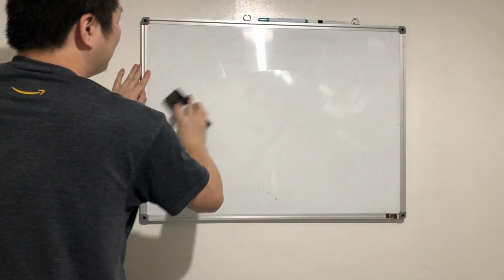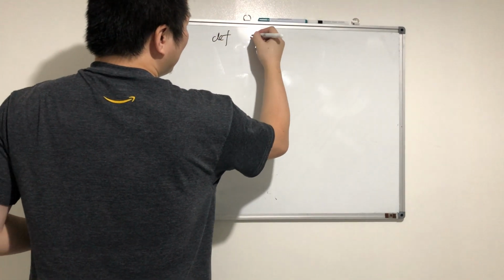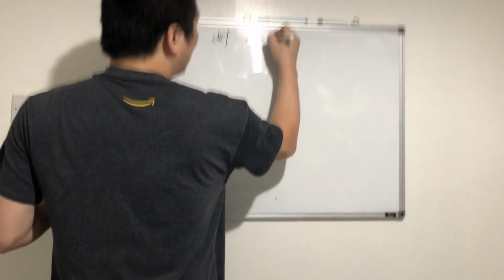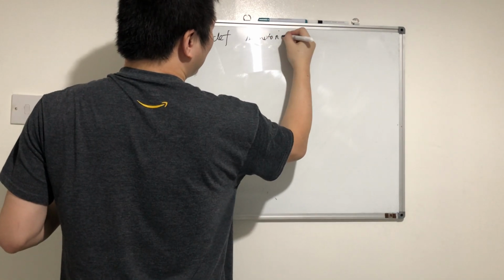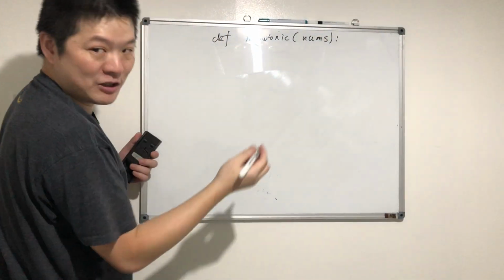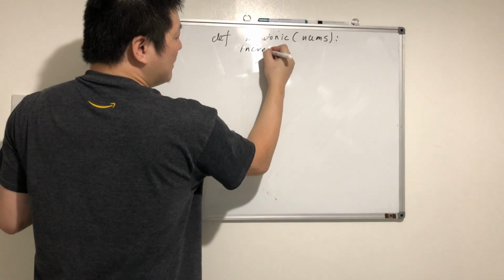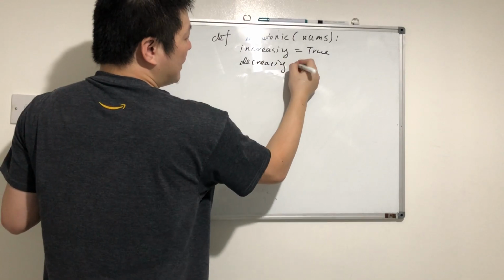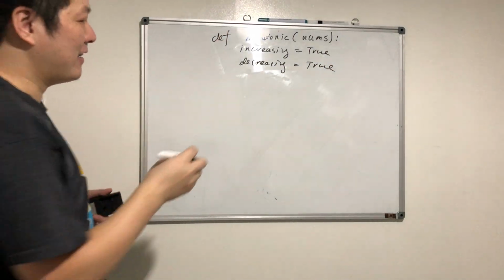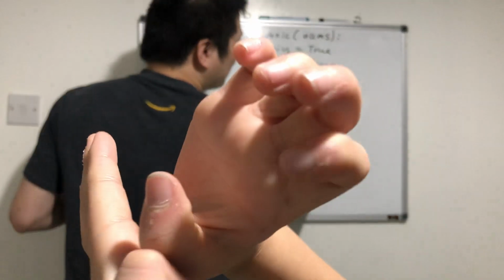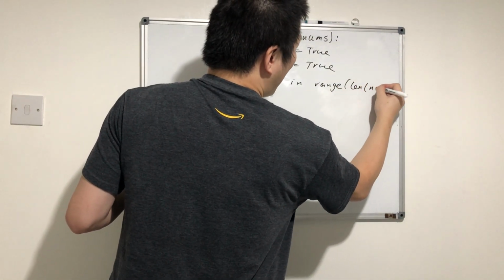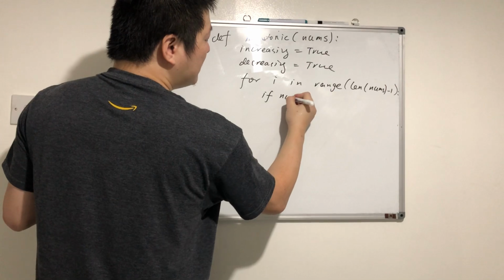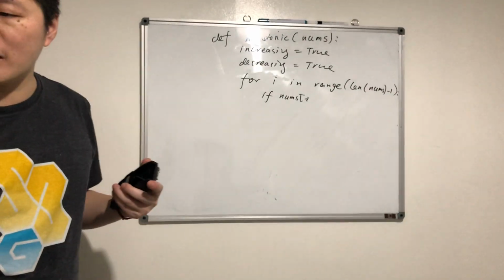Can we do it in one pass? Look, I write the code and you tell me how it works. Define is_monotonic(nums). Now look, magic. Increasing equals true. Decreasing equals true. That's the idea. And then for i in range, same thing, length of nums minus one. Okay, look. If nums, pay attention.